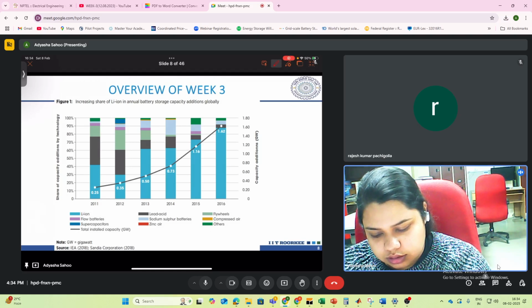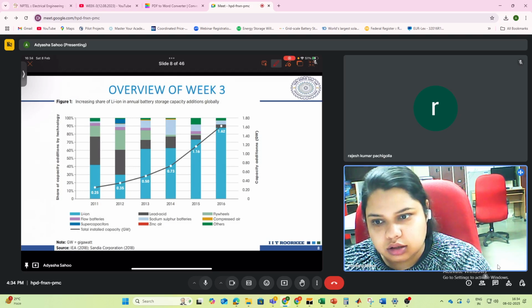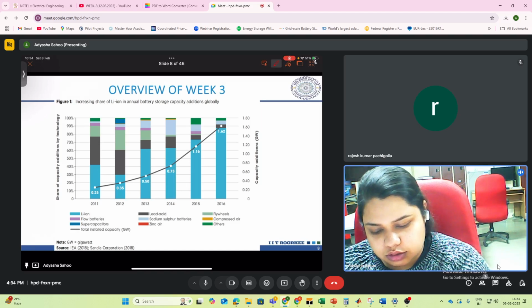Then here is some data on how lithium ion is capturing the energy storage market. We discussed that about 90% of the installed capacity is lithium ion. You can see here in 2016 about 1.62 gigawatt of lithium ion battery has been installed, and some amount of sodium sulfur batteries are there, and then other technologies are here.